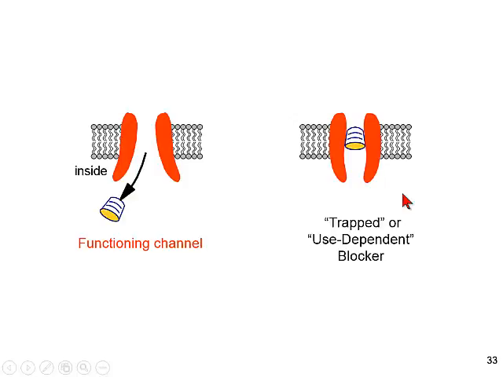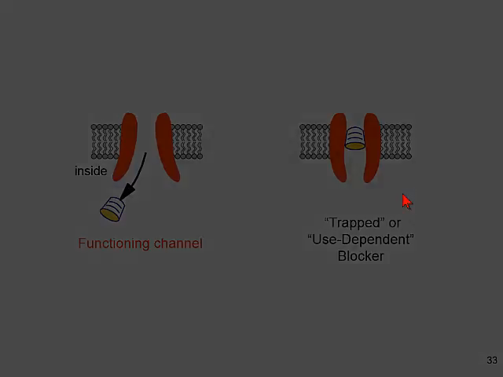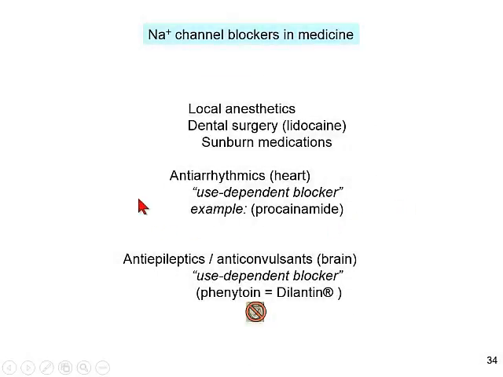Now, the use-dependent block phenomenon is extremely important if we want to stop cells from firing action potentials too frequently. What's a good example of this? Well, in the heart, arrhythmias, certainly a good example. And in fact, procaine amide, the drug that I just discussed with you, is a favorite for atrial fibrillation, which is the atrium firing too frequently.